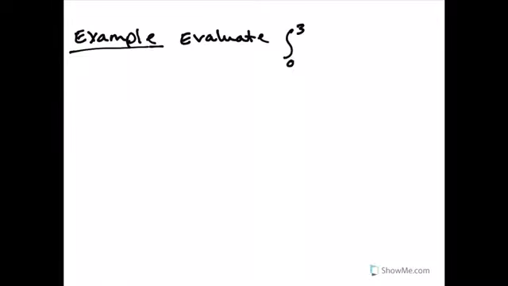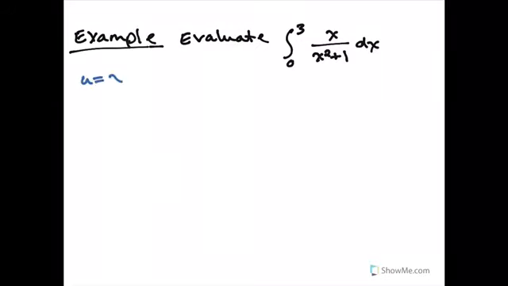Evaluate the integral from 0 to 3 of x over x squared plus 1 dx. So this isn't something I can do off the top of my head. I need a u substitution. What should we pick for u? We're going to pick u equals x squared plus 1.